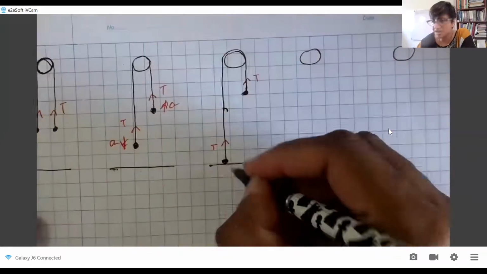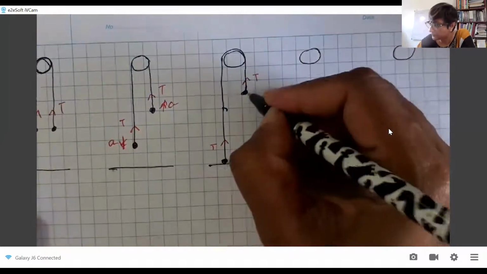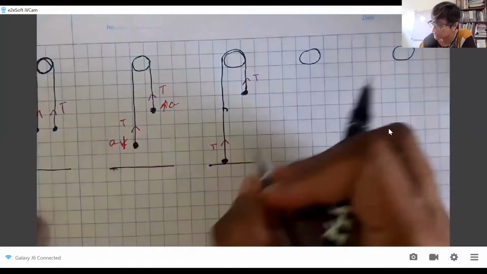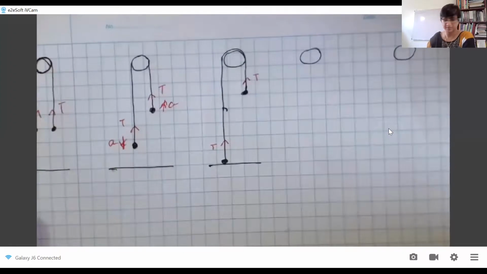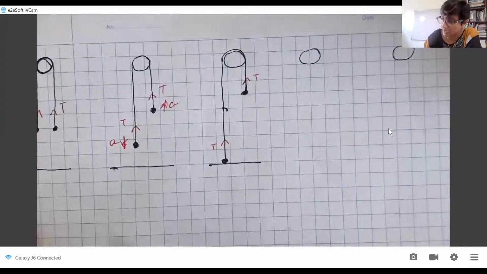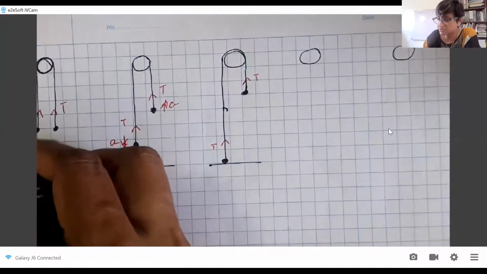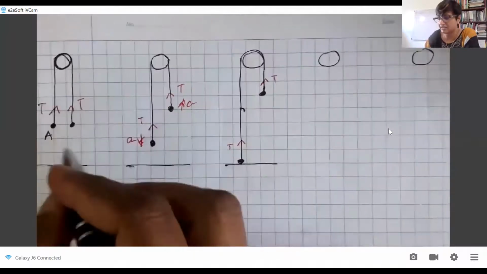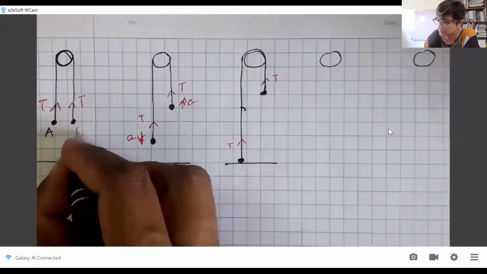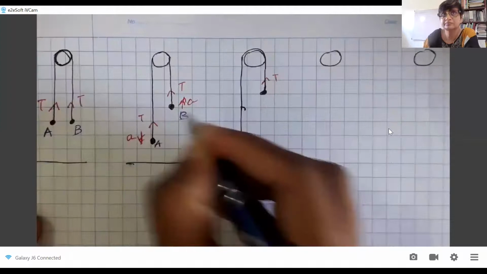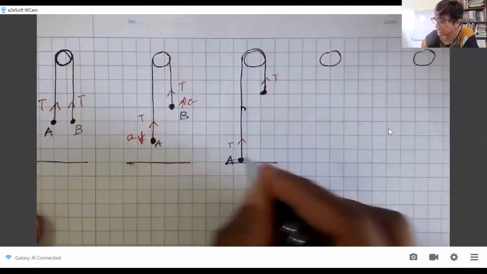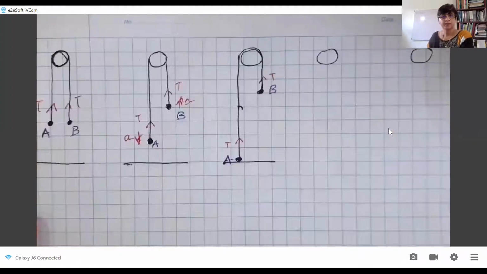Remember, at this last moment, A was moving up, isn't it? A and B both, sorry, not this B, I'm sorry. I hate that when that happens to me. When I want to say B, I say A. When I want to say left, I say right. I don't know why that happens. A and B, let me write A and B, okay?